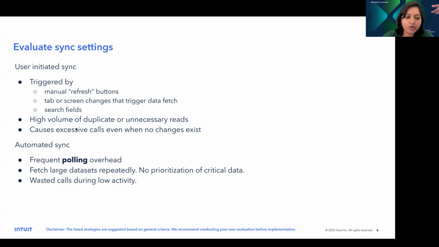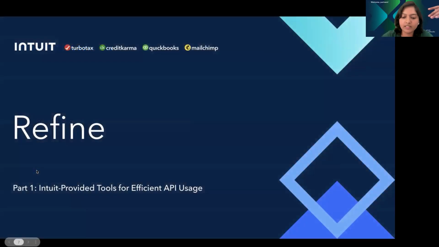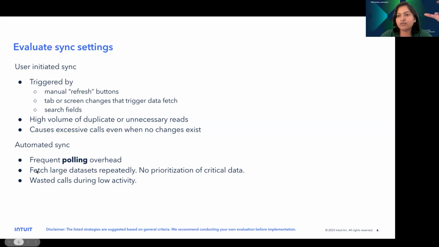And with regards to polling, what we notice is large data sets are being fetched repeatedly and without really filtering on the critical data that you need. So you end up making excessive repeated calls just to pull in a huge volume of data. So just evaluate whether there is any part of the application or the business process that's causing these excessive reads. Now, this is just the evaluation phase.